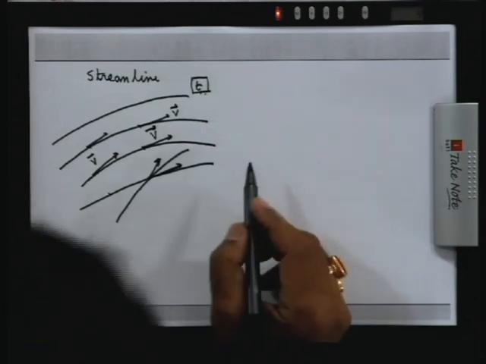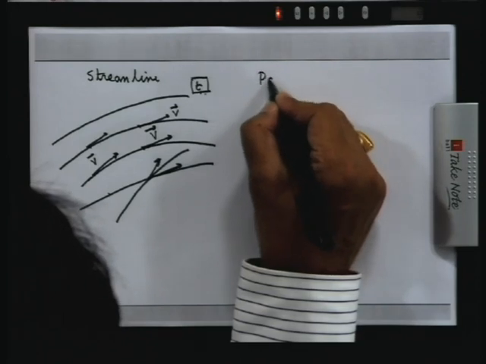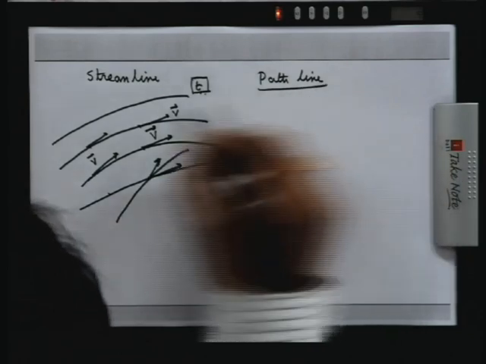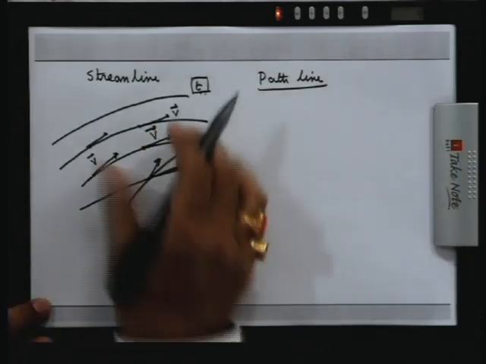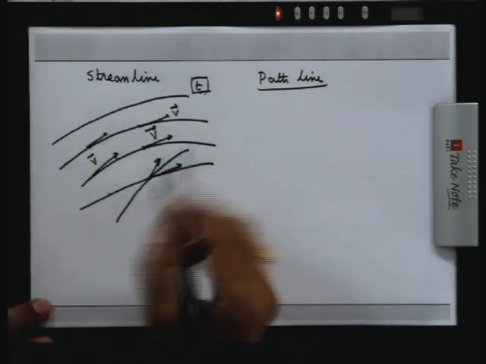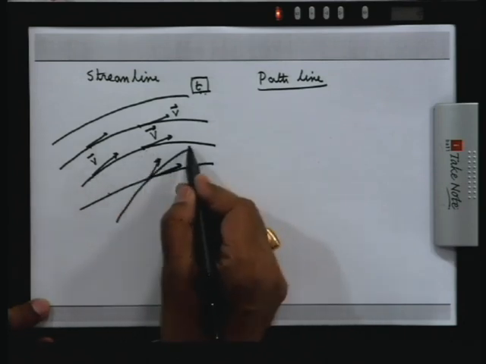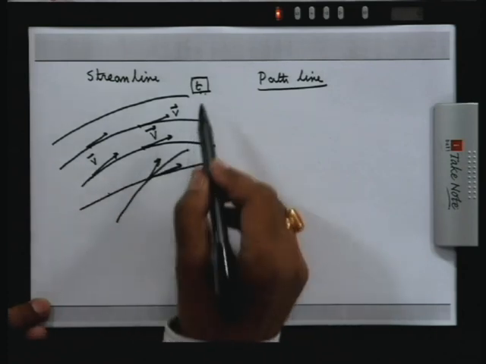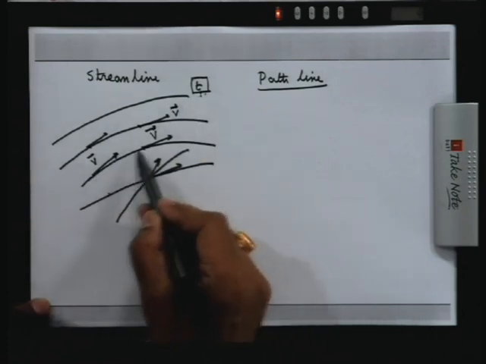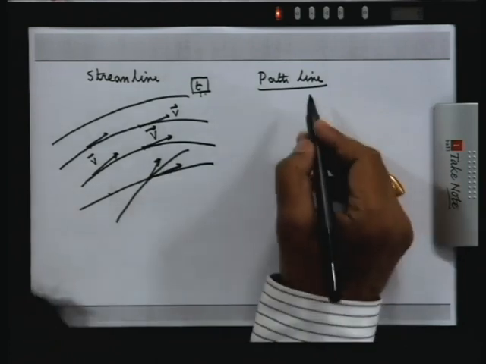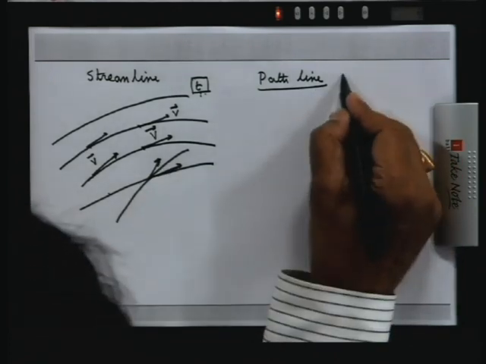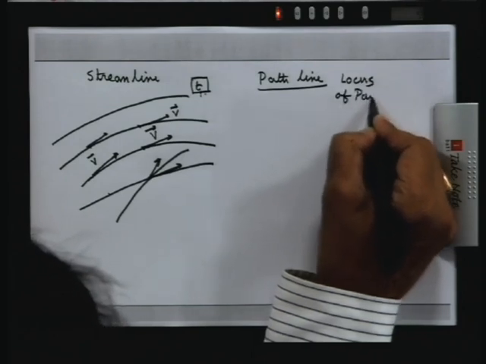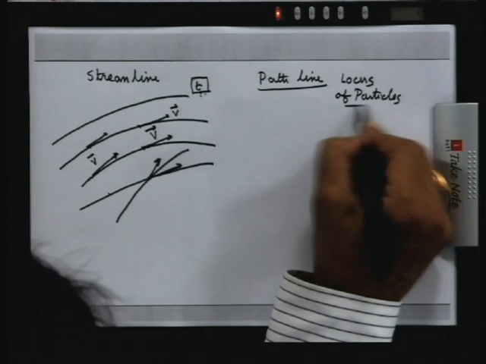Now, what is a path line? The streamline comes as a consequence of the Eulerian description, where we represent the velocity as a function of space and time. So, a streamline is an imaginary line in space at any instant of time where the velocity vector is tangent to that line. Now, a path line is simply the locus of a particle of given identity, locus of particles of given identity.